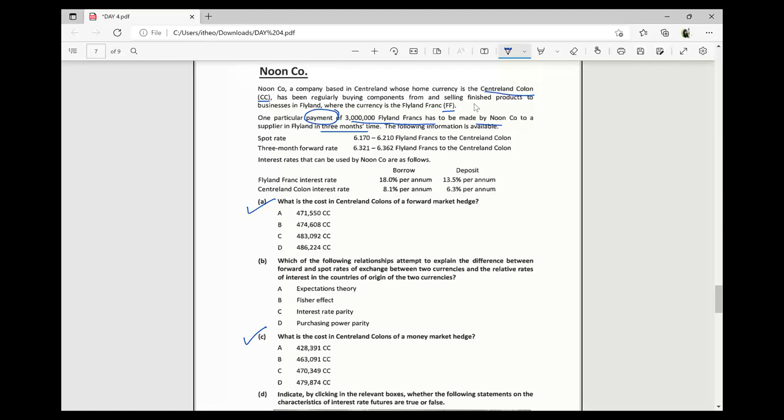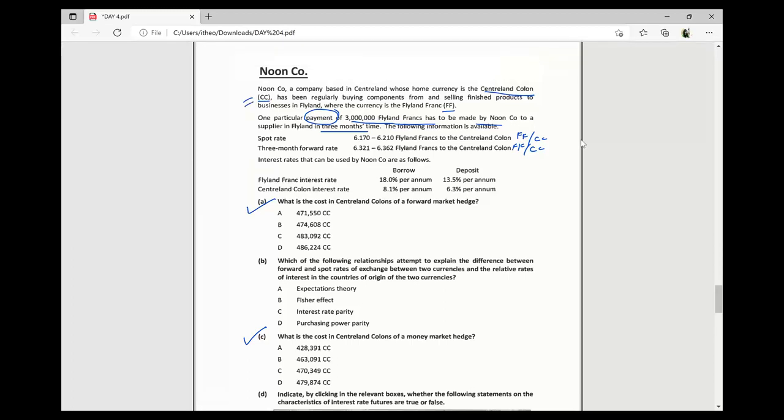Now pay attention. Spot rate is 6.170-6.210 FF to the CC, meaning FF over CC. Spot rate is 6.170-6.210 FF to CC, Flyland francs to CC. The 3 month forward rate is 6.321-6.362 Flyland franc to the CC. That means FF to CC. Now, home currency is CC.